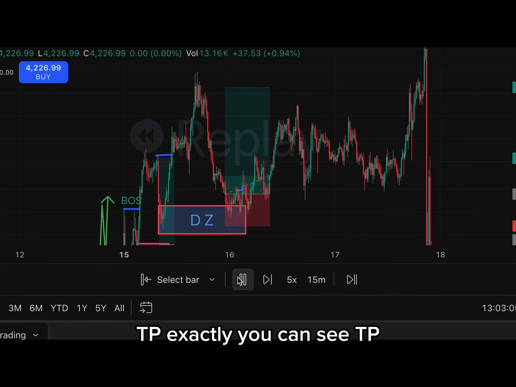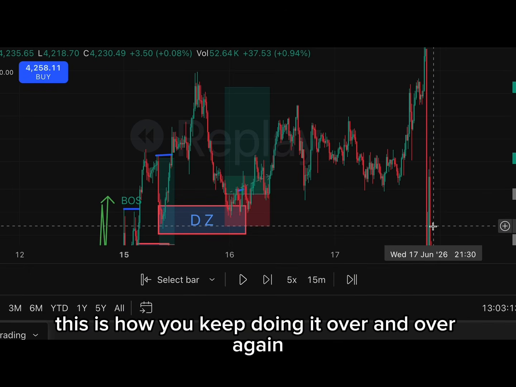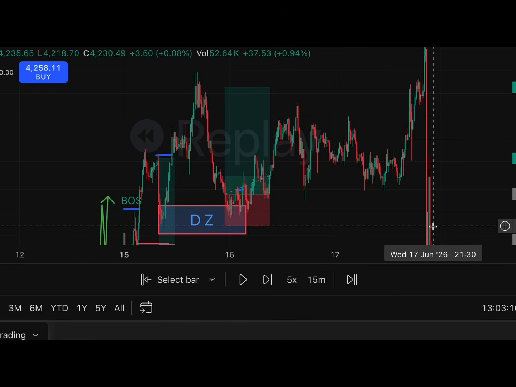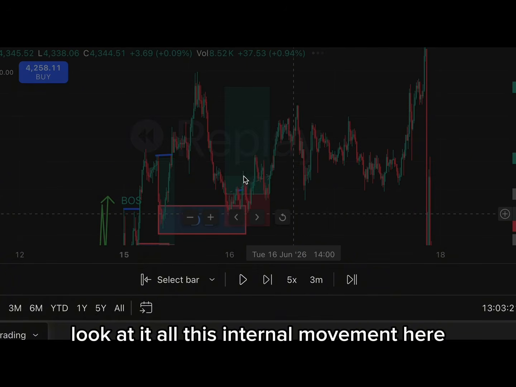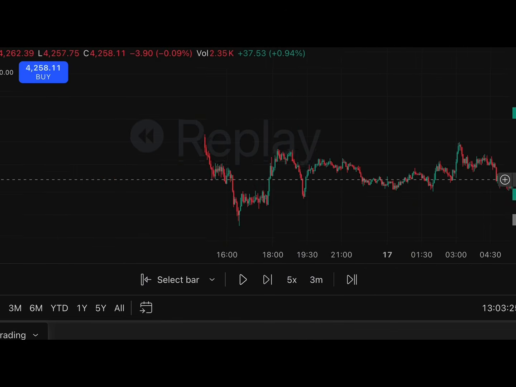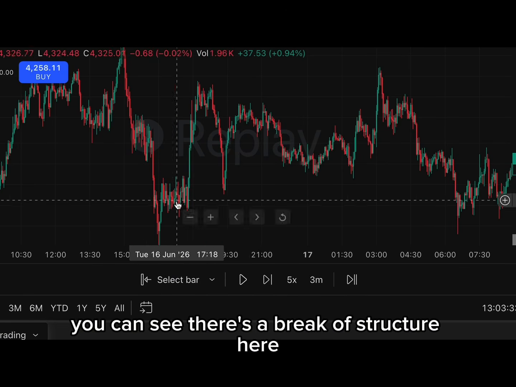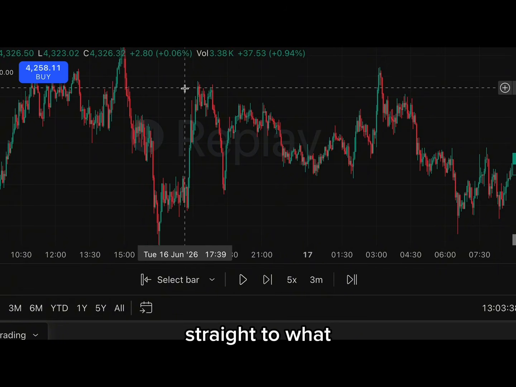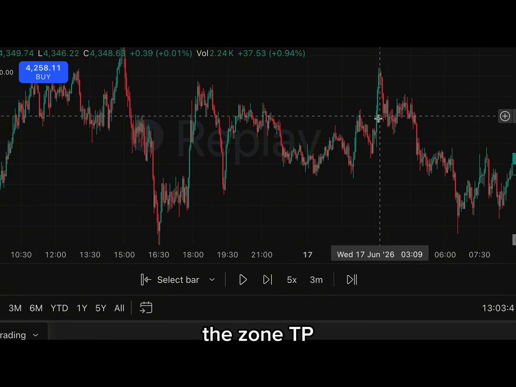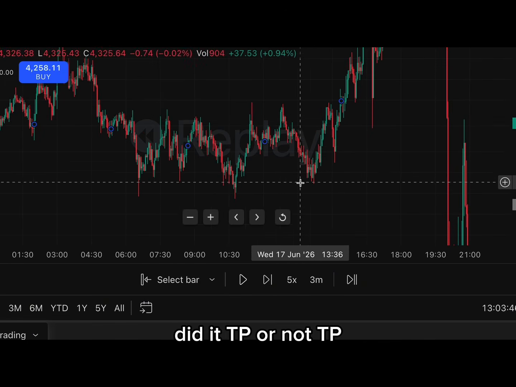TP, exactly. You can see TP, the demand zone. This is how you keep doing it over and over again. Break of structure, find where the market is consolidating. Even all this internal break, all this internal movement here, you can see there's a break of structure here, back to this consolidating structure. Yes, consolidating, then straight to the zone, TP. That's just how you keep doing it. Break of structure.